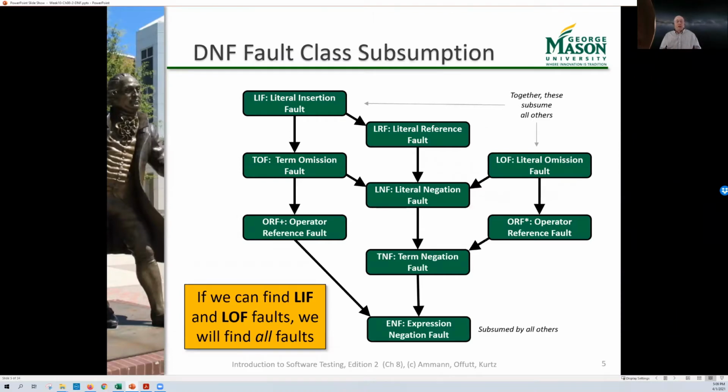Now, it turns out that these fault classes have a subsumption relationship of their own. So if I can find all literal insertion faults, then that guarantees that I can find all literal reference faults and all term omission faults and literal negation faults and operator reference faults, right, so on down the subsumption tree. So I really only need to be able to find 2 kinds of faults. If I can find literal insertion faults over here, and I can find literal omission faults over here, then that guarantees that I can find all of the different faults. So those are the things that we'd like to target.